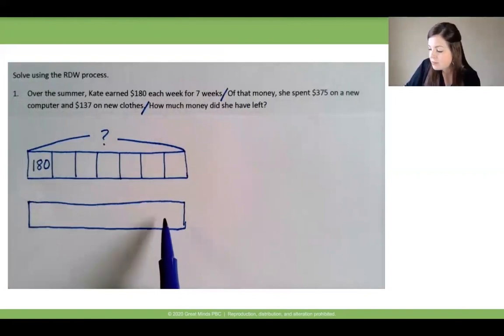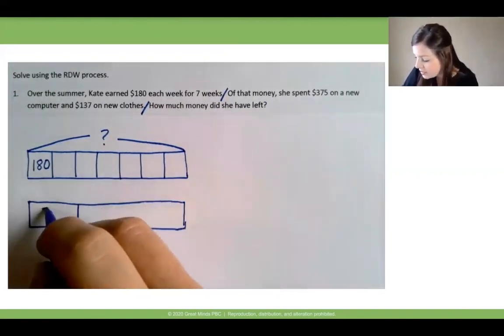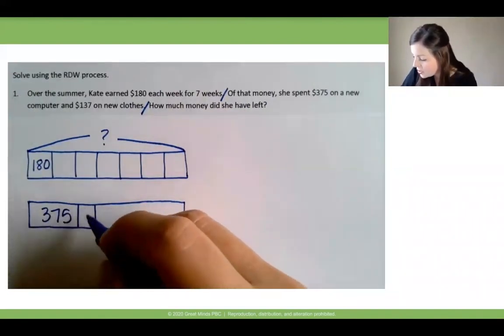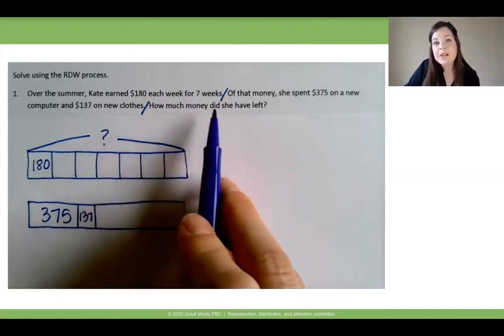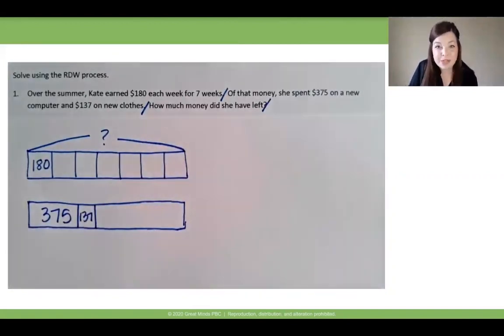And let's show that of this money, she spent $375 on a new computer and $137 on new clothes. Let's read that last chunk. How much money did she have left? Can we draw something?